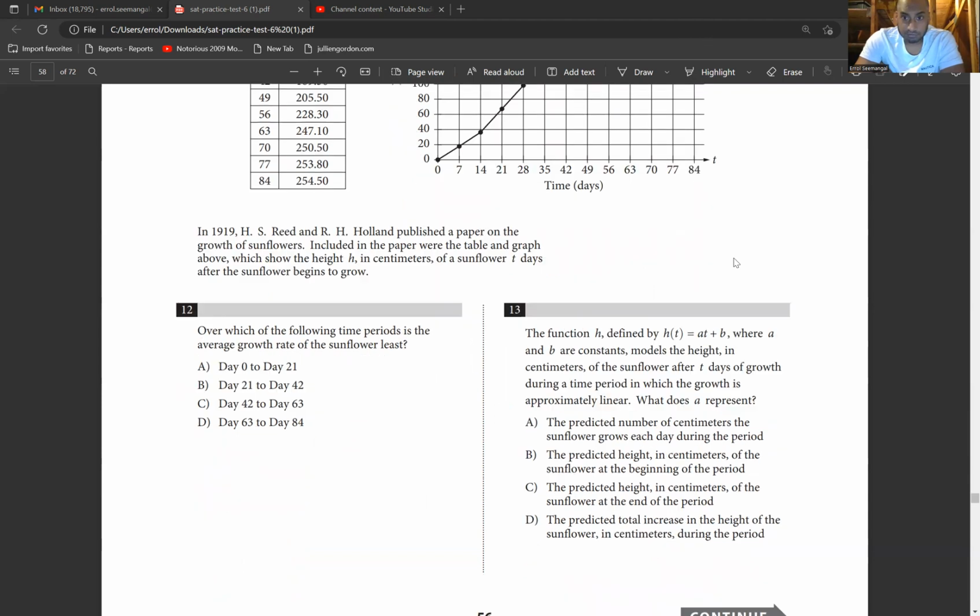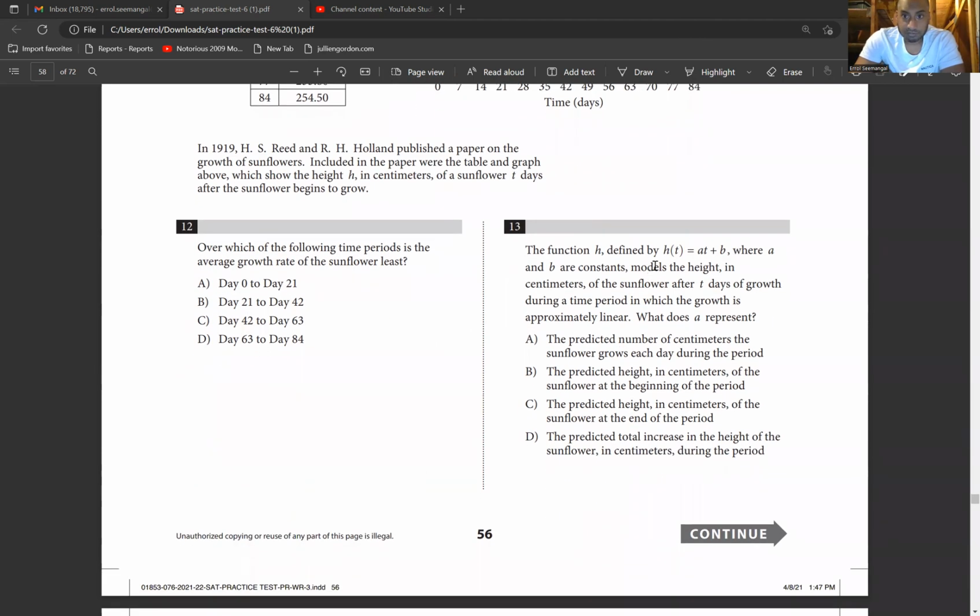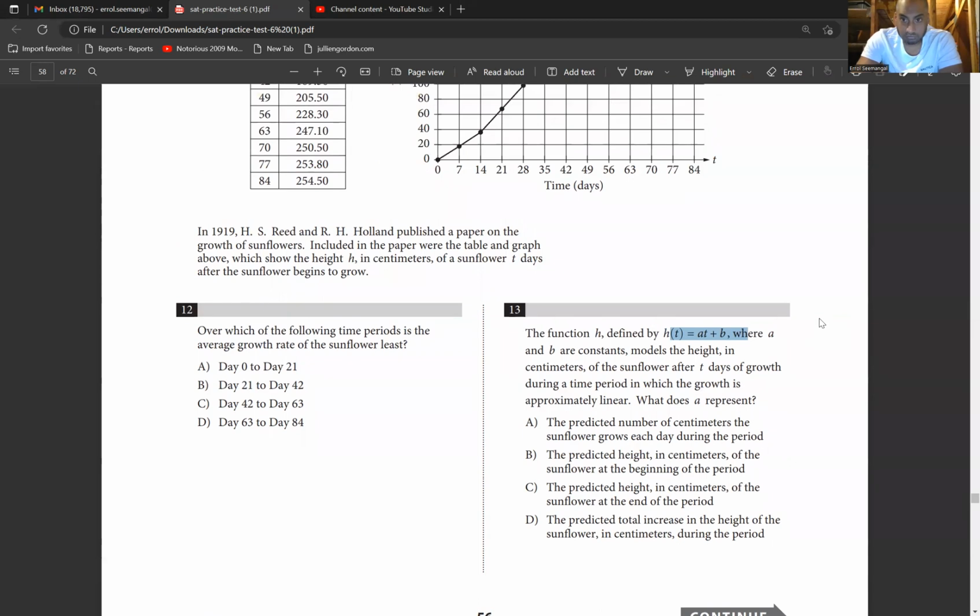13. The function h is defined by this, where a and b are constants, and models the height in centimeters of the sunflower after t days of growth during a time period in which the growth is approximately linear. What does a represent? Just think of your y equals mx plus b. It would be the slope. Yeah, yep.